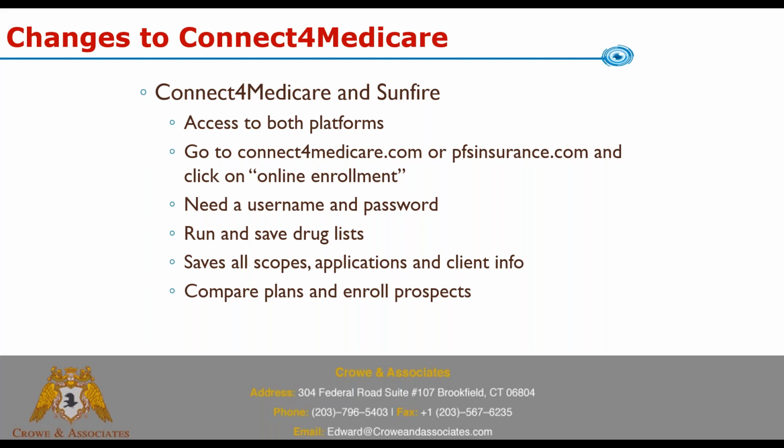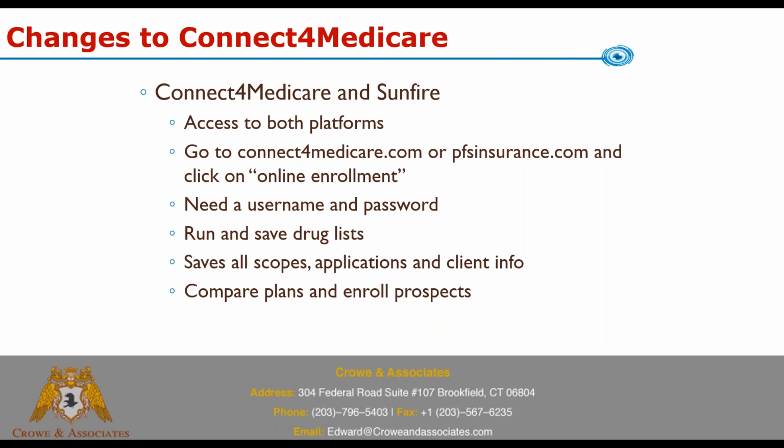Either of those two ways will work just fine. You will need a username and password to access them, and those are already set up for those that work with us. All you have to do is call our office at 203-796-5403, or email myself, Edward@CrowanAssociates.com, or Lisa at CrowanAssociates.com. If you want a third email, it could be Teal, like the color, TEAL@CrowanAssociates.com. Just reach out to us and we will get you the username and password.